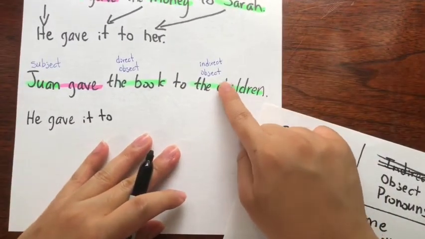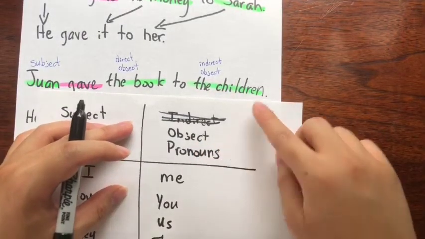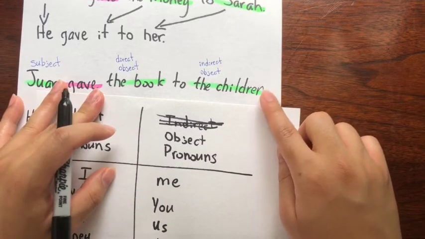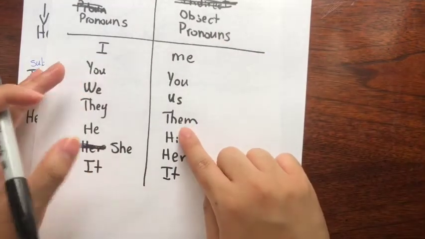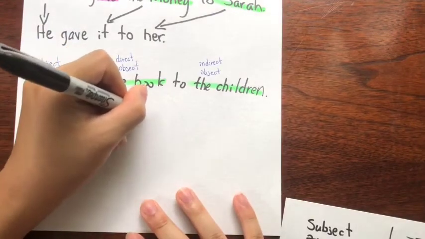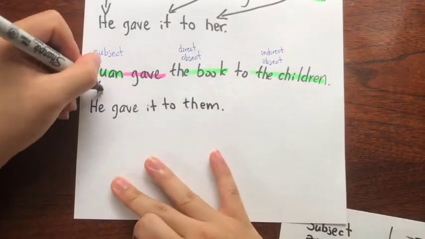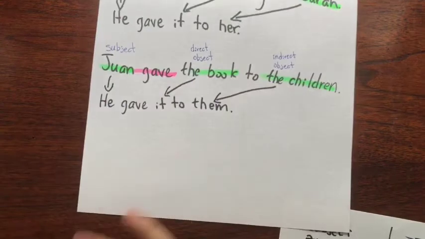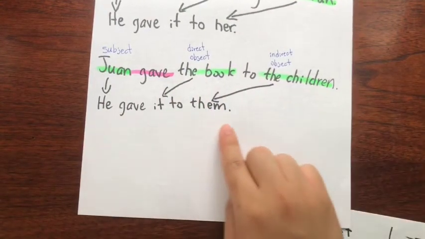The children is the indirect object. So let's use the object pronouns for the children. The children, is this more than one or only one? The children is more than one, so we use them. He gave it to them. Juan gave the book to the children. He gave it to them.